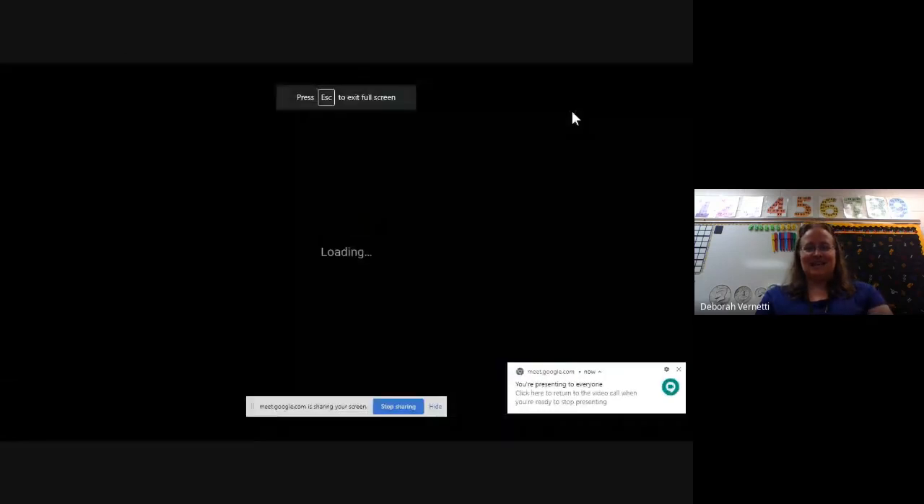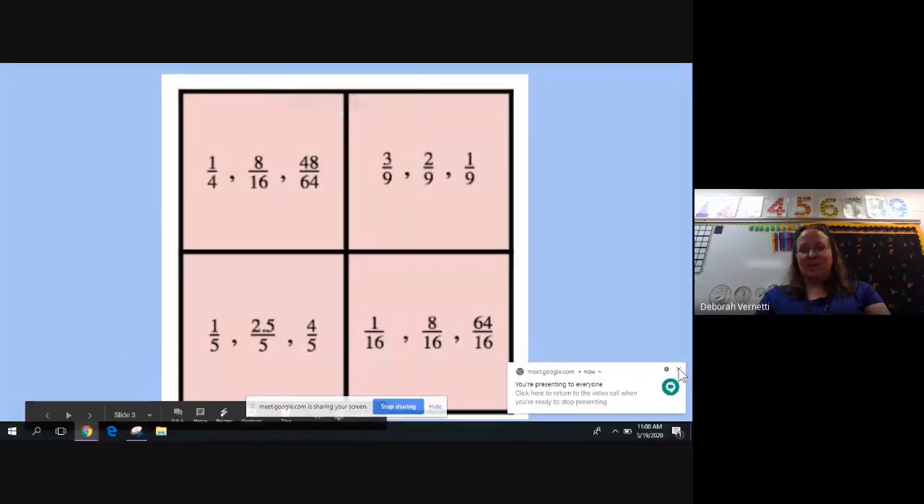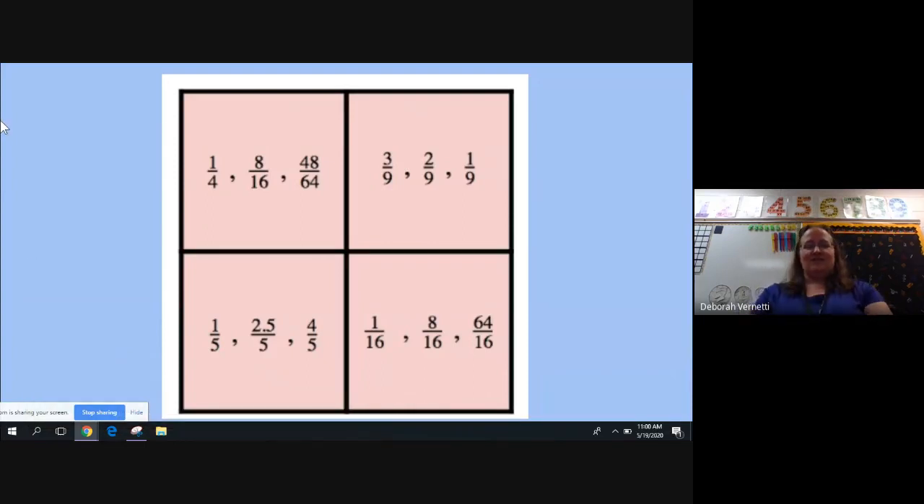Let me share my screen so you can all see it. And then let's see what you notice. Ooh. Which one doesn't belong? There are 4 pictures, and each picture does not match the others for a specific reason. There's something about 3 that are the same, and then 1 doesn't match.